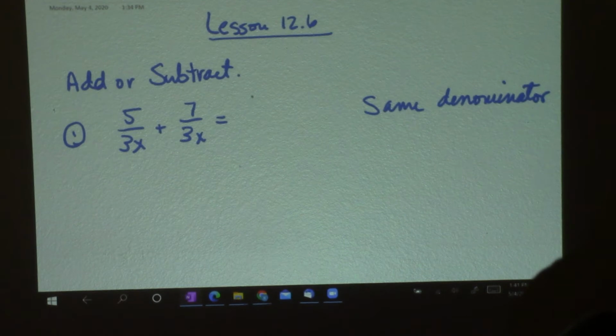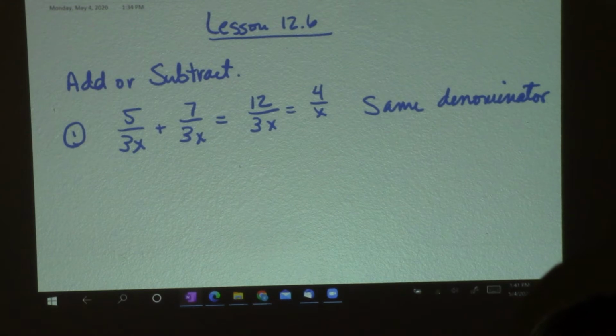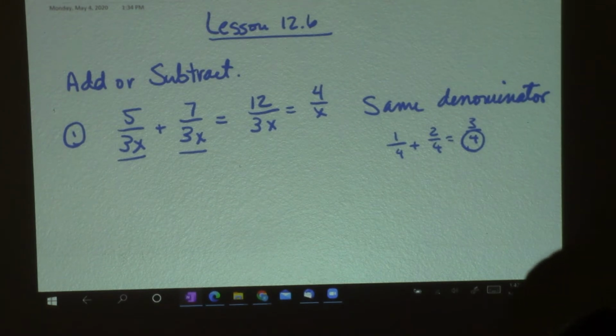So we're going to add across and get 12 over 3x. And that's it. Now you can reduce that to 4 over x, but basically the most important thing is that you know that the denominators are the same. You don't add them together, just like if we had 1/4 plus 2/4, that's 3/4. The 4 stays the same, it doesn't change. So that's a pretty easy one.